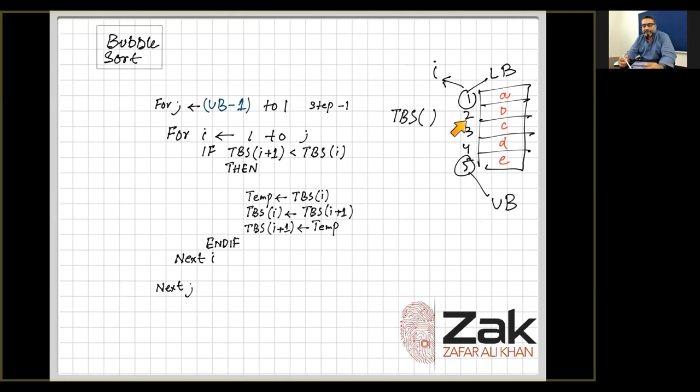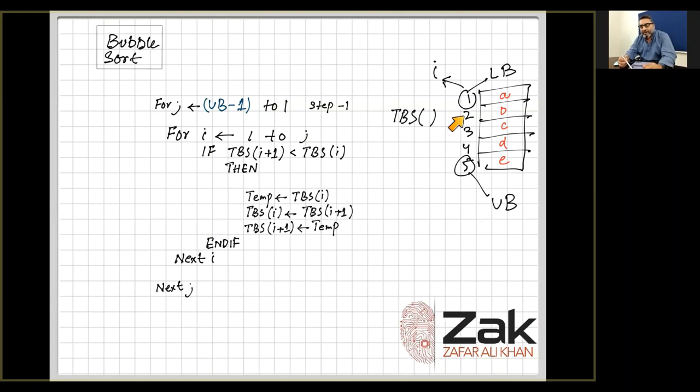When we go back, we have to put this loop this way, upper bound to 1, step minus 1. So we will go from 4 to 1. So outer loop will go from 4 to 1, because we know when we will check for up inside the loop, we have put it this way, that I is equal to 1 to j. So j starts from 4. So it will go from 1 to 4.